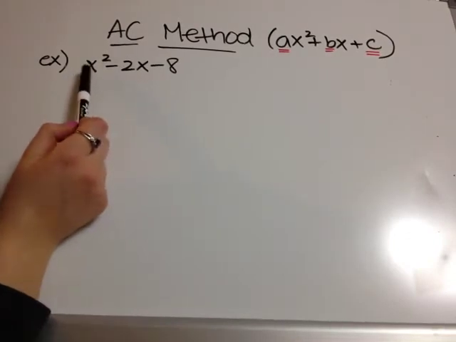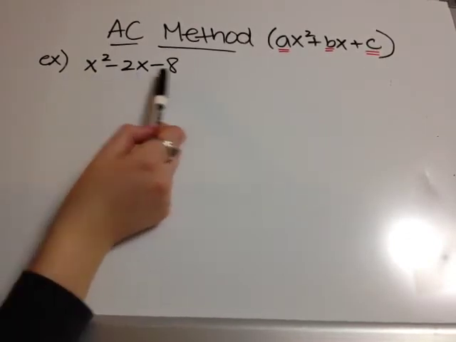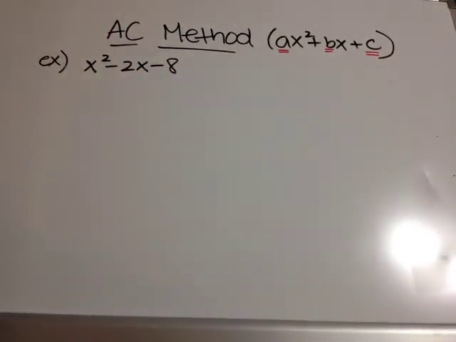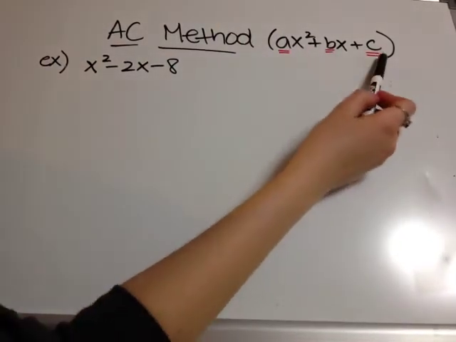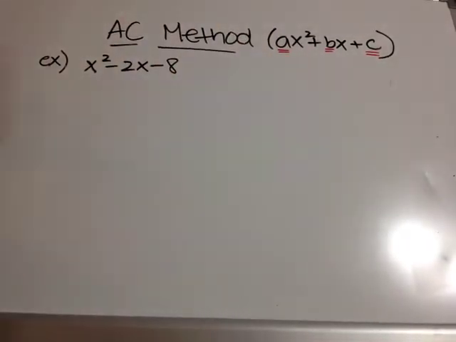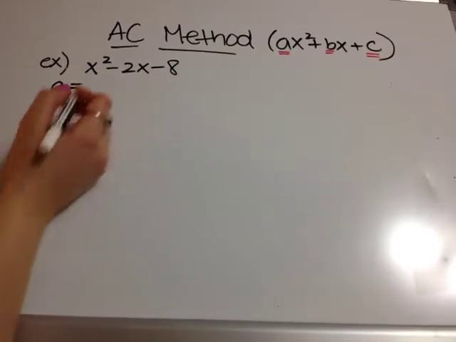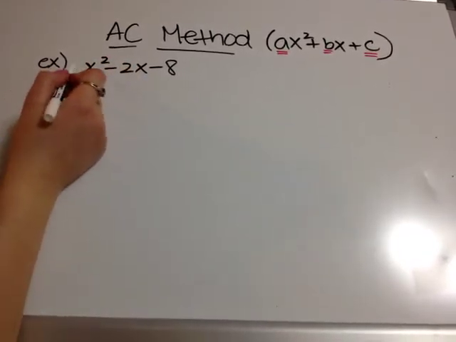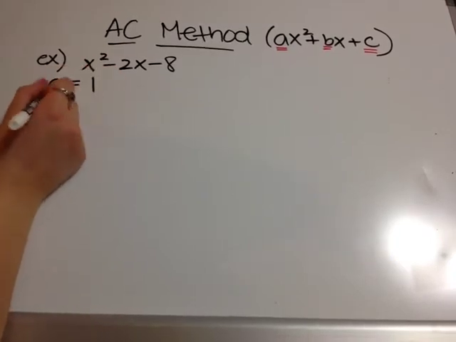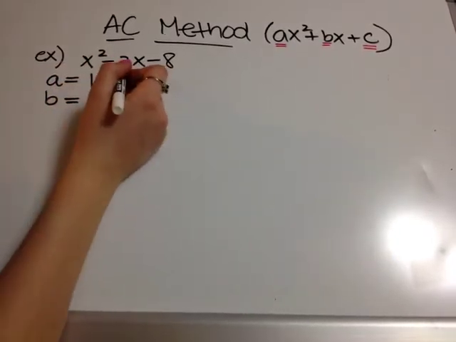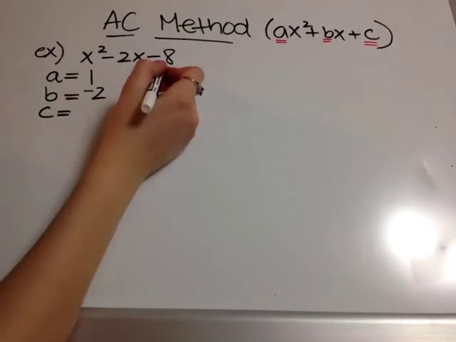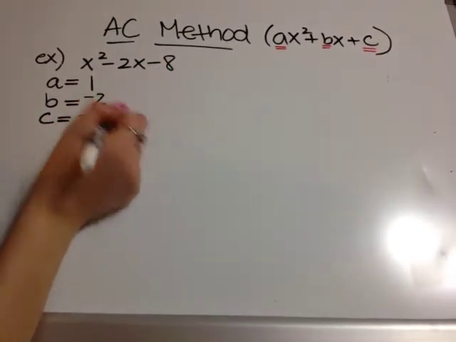Our first term is x squared, our second term is negative 2x, and our last term is a constant, or a number, which is negative 8. So to use this method, we have to write down our coefficients, a, b, and c. Our a, in this case, would be whatever is in front of the x squared, which is 1. Even though we don't see it, it's implied, because 1 times x squared is x squared. Our b is whatever is in front of the x, which is negative 2. And our c is our last term, or our constant, which is negative 8.